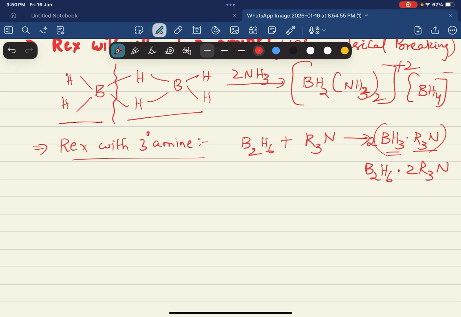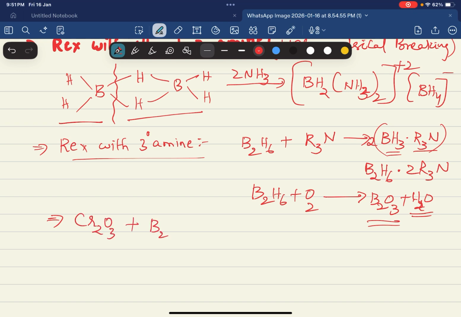And in the same way, B2H6 with water, B2H6 with oxygen, a very important compound is formed, called B2O3 plus H2O, students. This B2O3 is used in making the borax bead, which is used to detect different metal ions. So what exactly is it? Suppose you take Cr2O3 with B2O3, you will get Cr(BO2)3. Here, this will give a specific color.